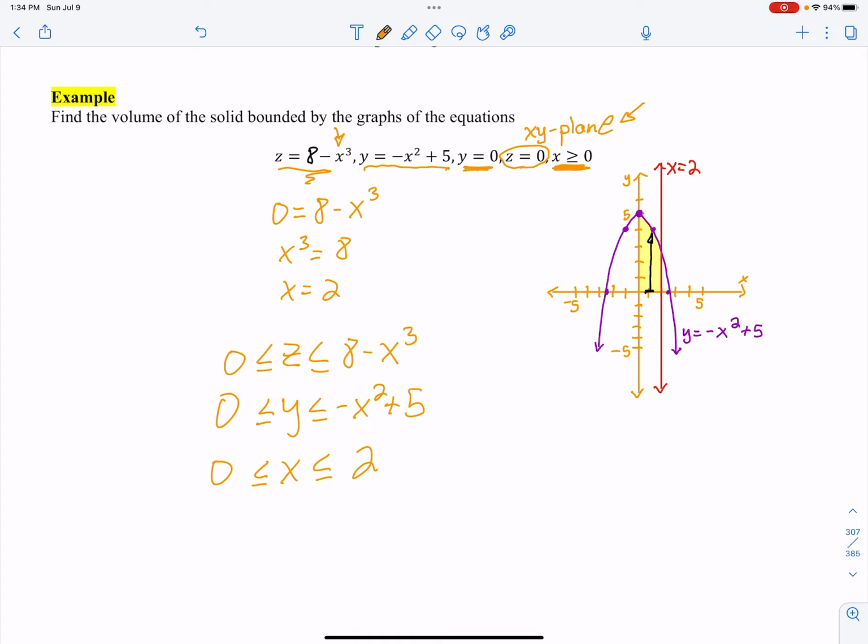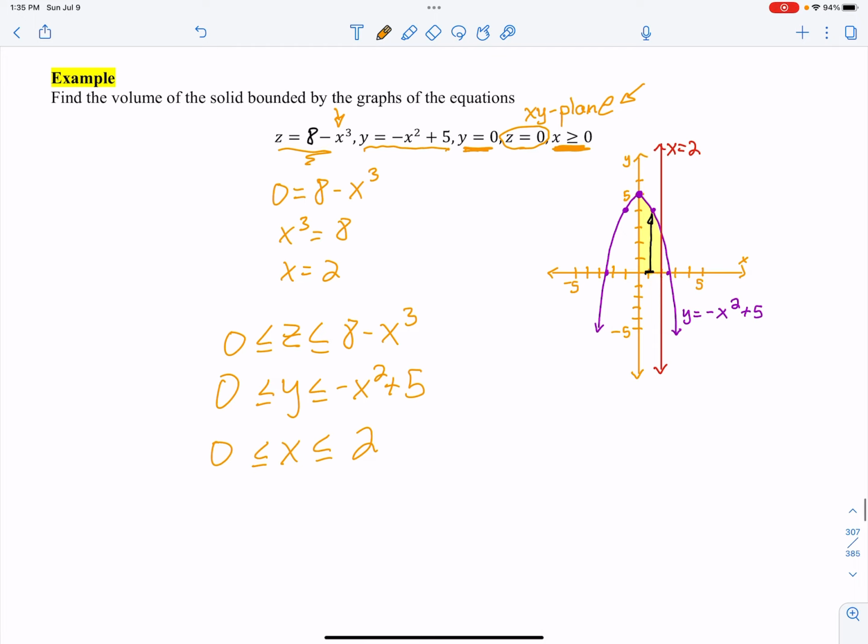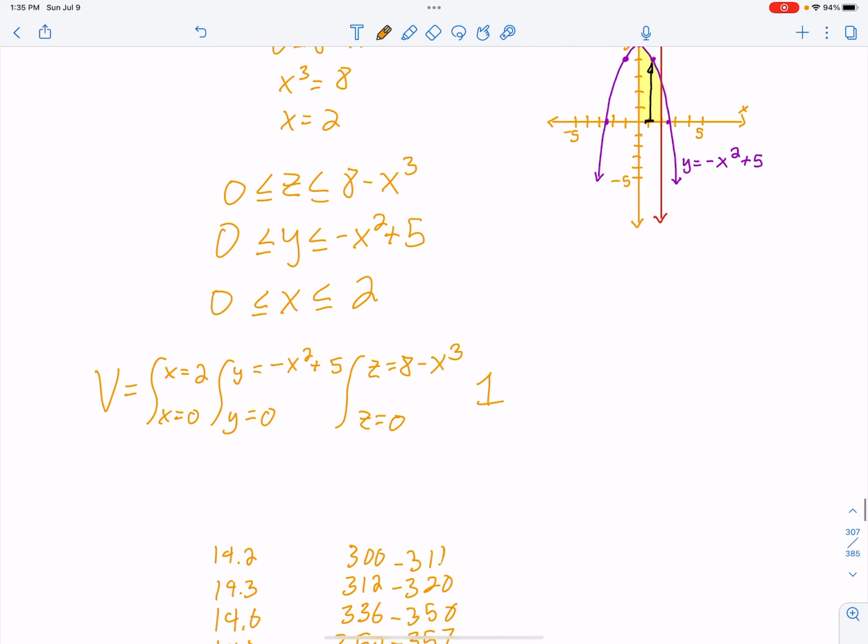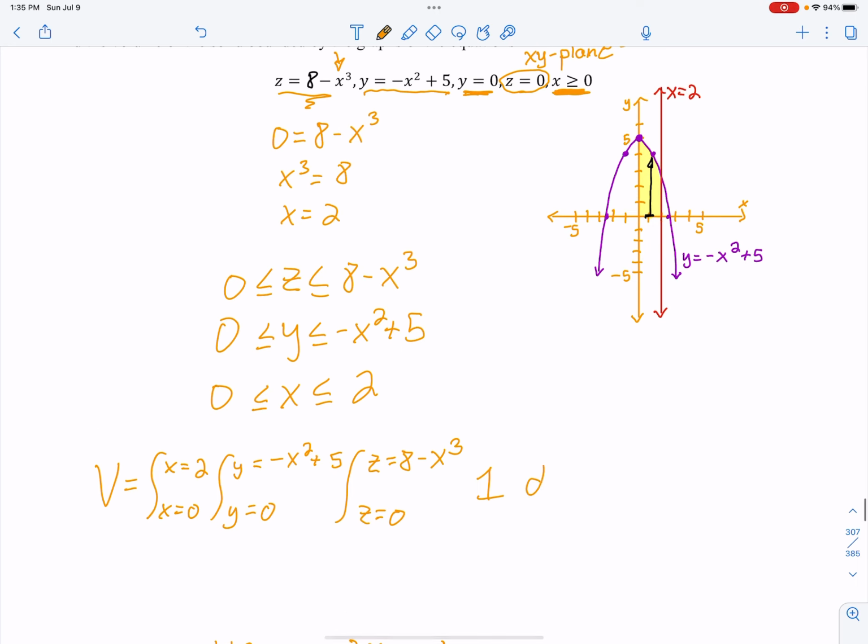So again, setup, drawing that picture is the key. It is the most difficult part. Tons of practice just setting up is going to benefit you quite a bit. So for the volume of this thing, x is caught between 0 and 2. Y is caught between 0 and the function, the parabola. Z is caught between the xy plane, which is 0, and the surface in question. If I want a volume, I put a 1 there. And then I put dz, dy, dx.